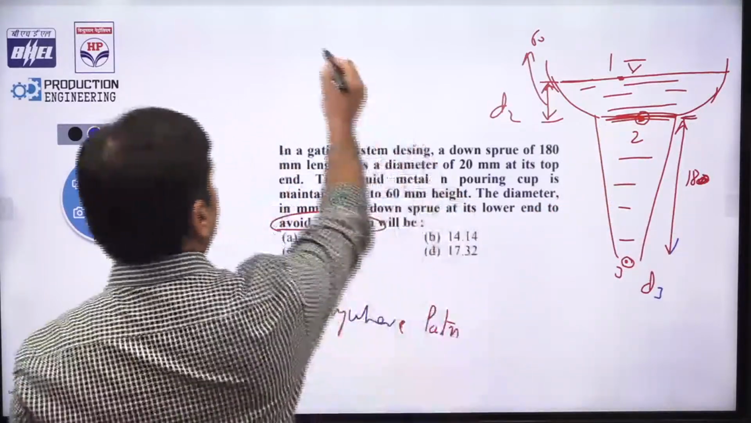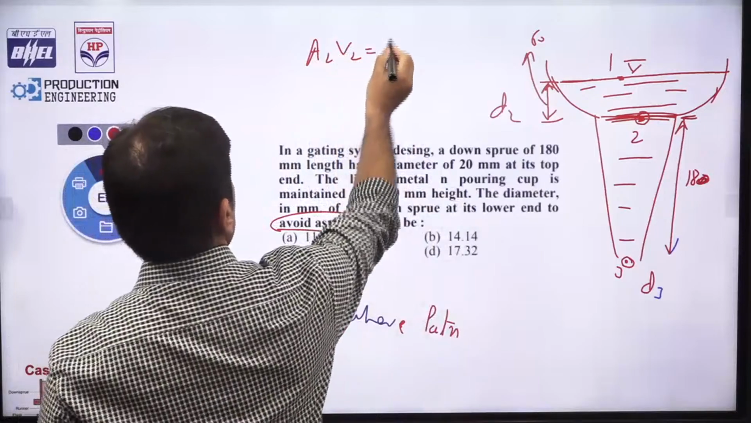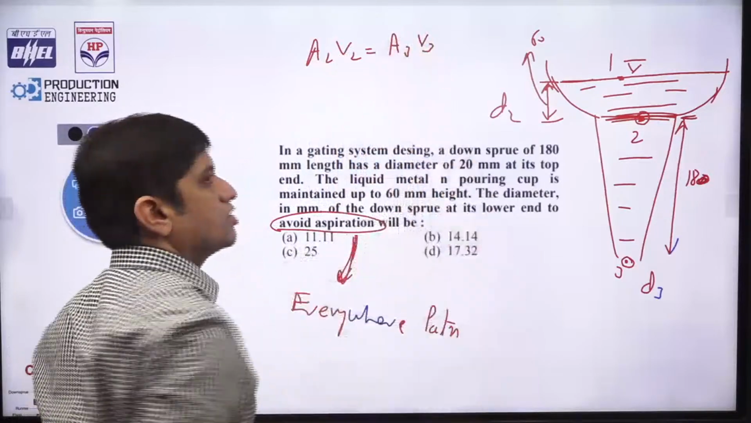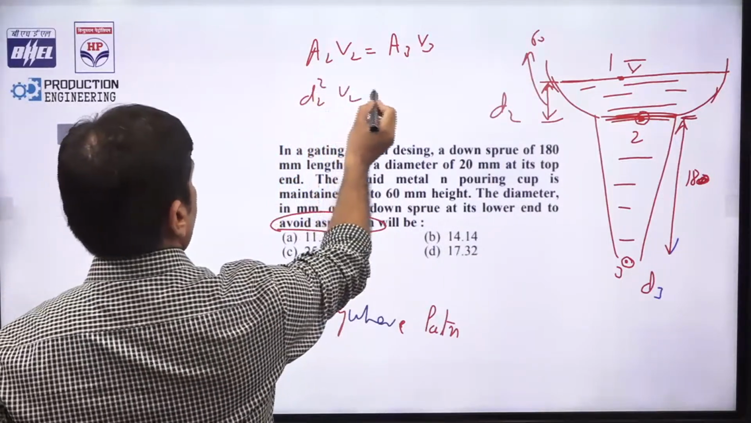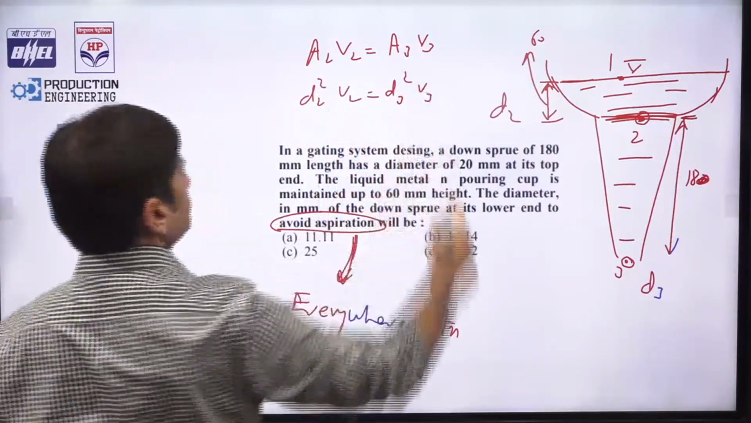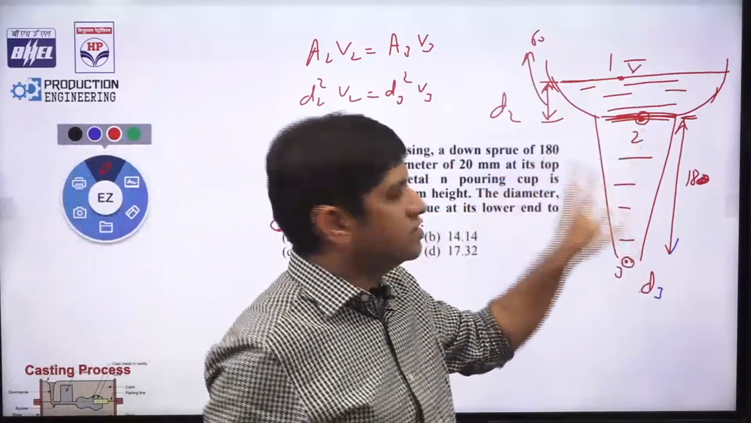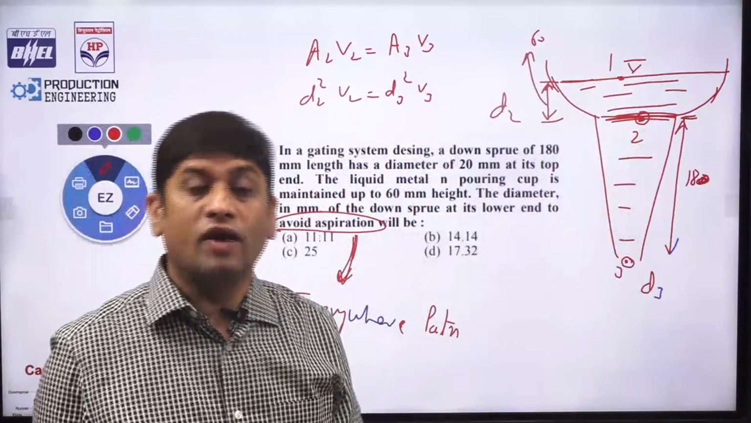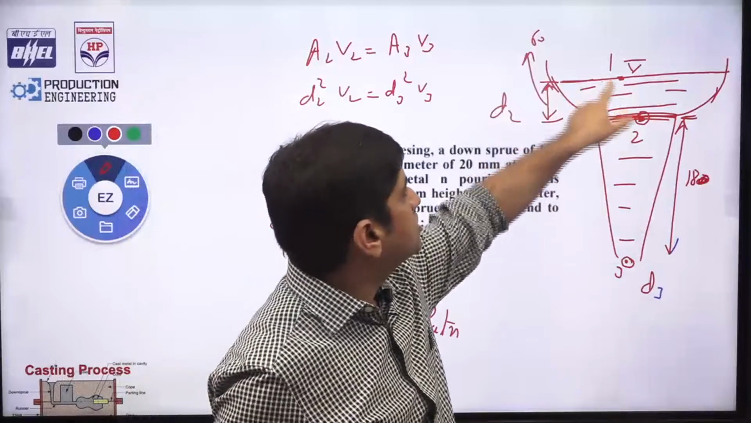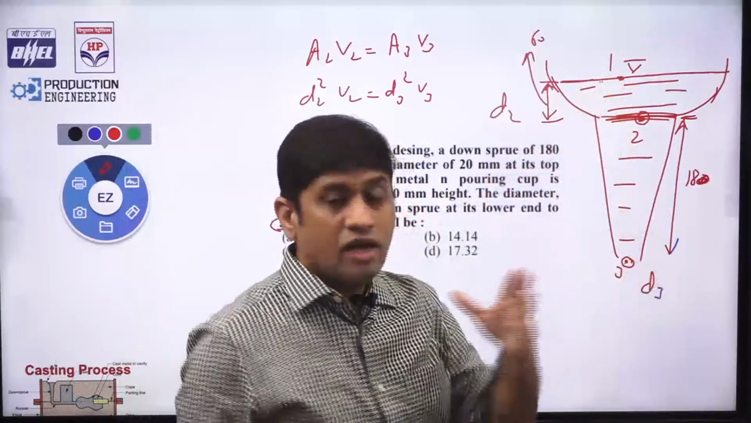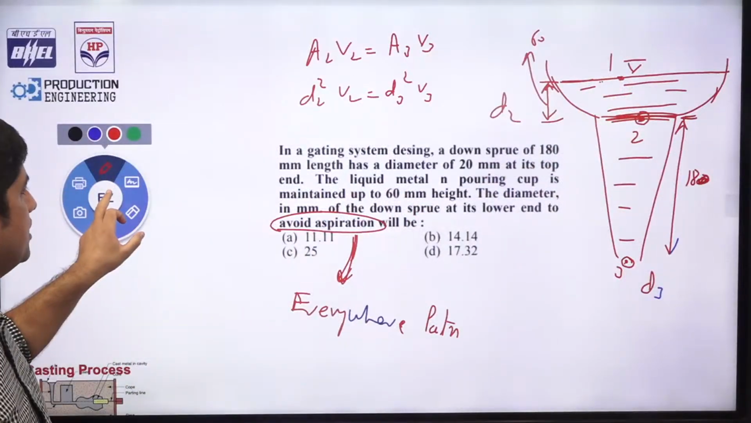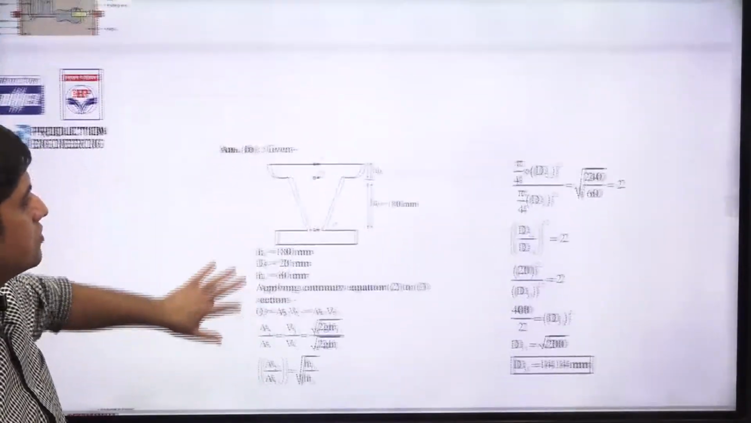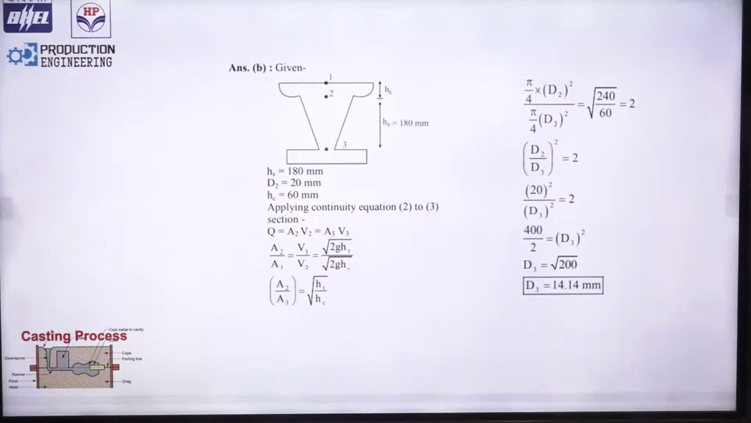So the equation can be A2 V2 is equal to A3 V3. That can be the equation, right or not? So here I can also write D2 square V2 is equal to D3 square V3. And how do we find V2 and V3? From the Bernoulli equation. If I apply the Bernoulli equation between this section and this section, I can calculate velocity in terms of height. So let's see what is the answer for that. Please solve this question and note the answer.